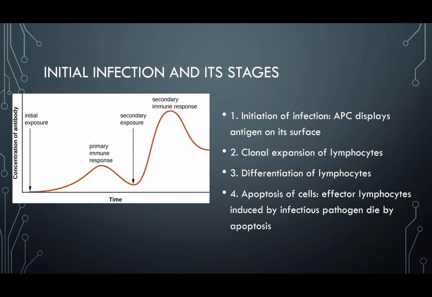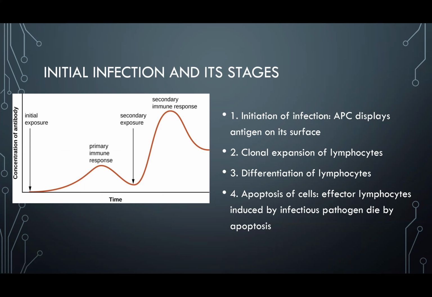The process of an initial infection is made up of 4 stages. Number 1 is initiation. Initiation is when an antigen-presenting cell displays the antigen on its surface. Antigen-presenting cells are dendritic cells or macrophages. Antigen-presenting cells can only present protein antigens. On the other hand, B cells can present protein antigens, carbohydrates, or lipids from the pathogen.